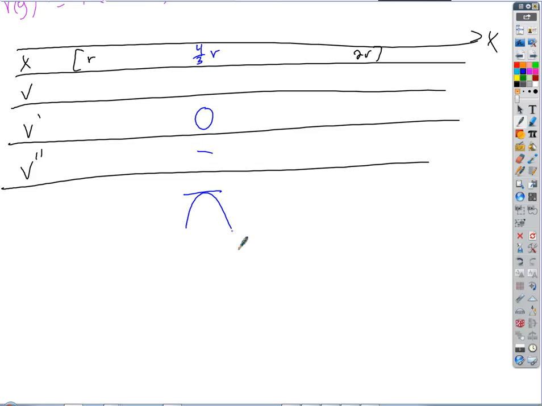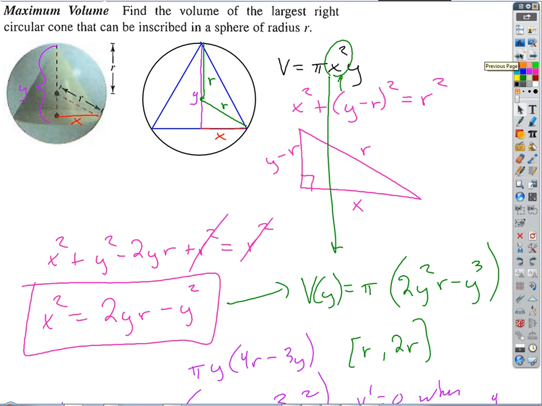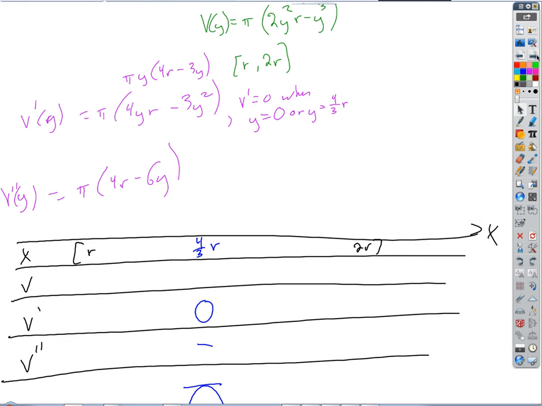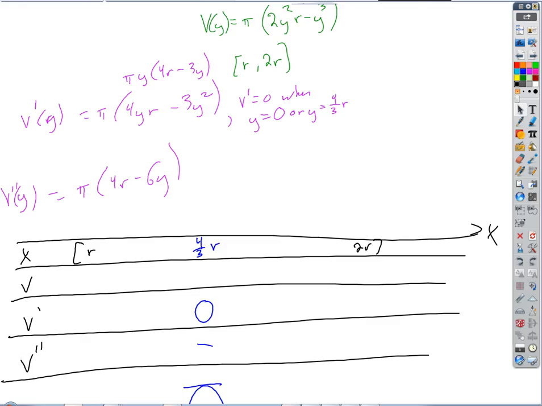Okay, and so, what did they ask us to do? I forgot what the original question was. Does it want dimensions, or did it want the volume? So where would I go on my chart to find volume? V. Yeah, V. So I'm just going to evaluate my original function at 4/3 R. If I plug 4/3 R in here for y, I'll just get some answer in terms of pi's and r's and fractions.